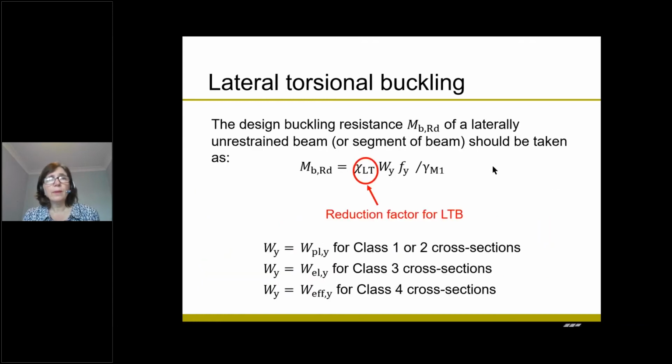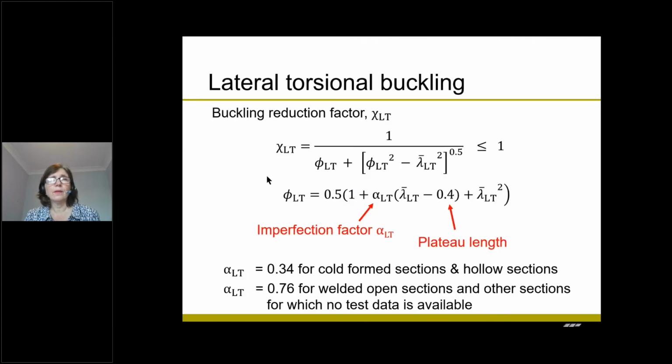And finally, on buckling, exactly the same as for column buckling, stainless steel requires the use of different buckling curves, which are defined by the alpha LT and the plateau length. So these values are different for stainless steel compared to carbon steel.